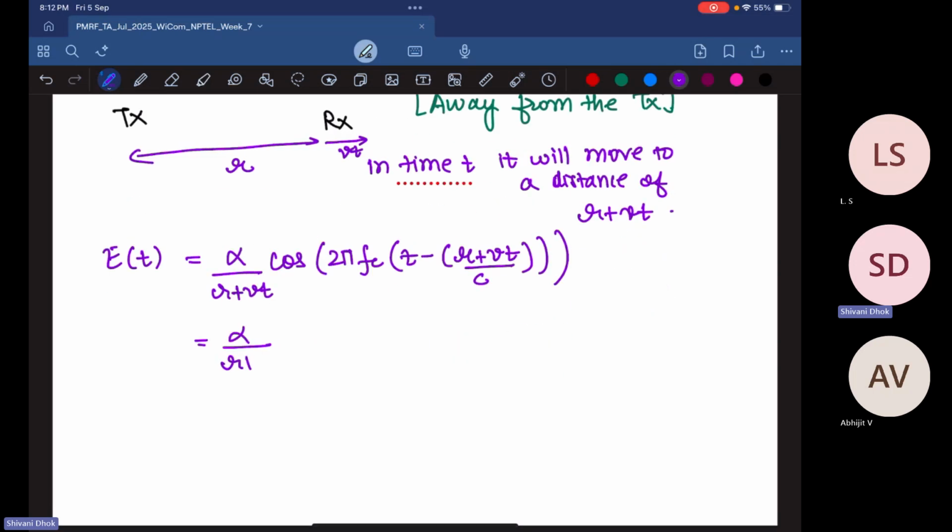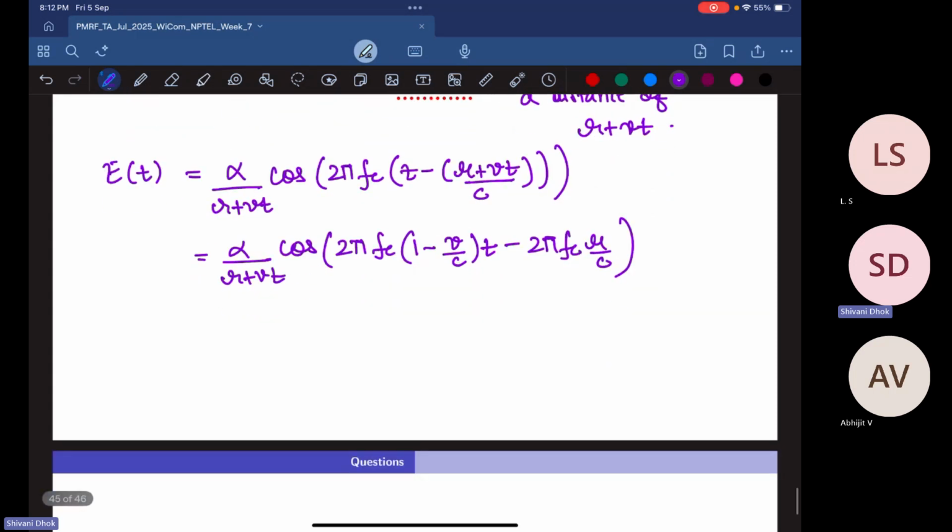That is alpha over r plus vt, cos of 2 pi. Now what I'll do, I'll combine the t terms together: fc into 1 minus v by c into t, minus r by c, minus 2 pi fc r by c. So this is what you have, and this is your effective carrier frequency.